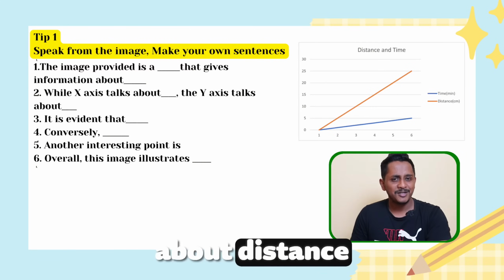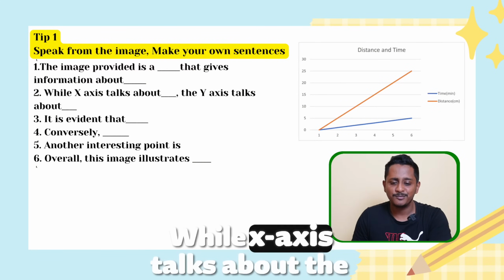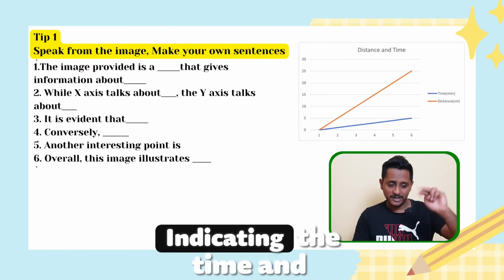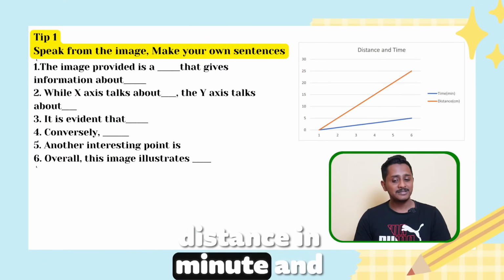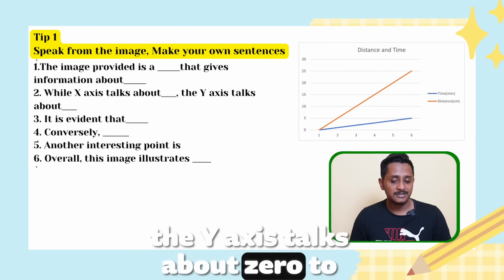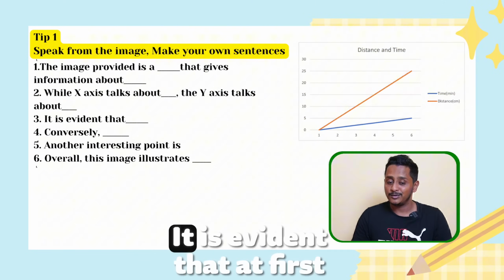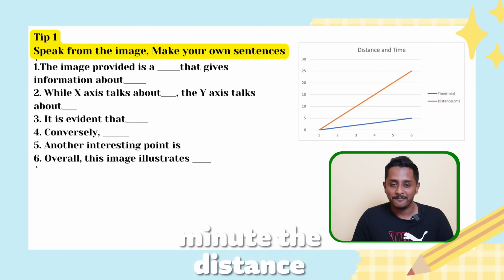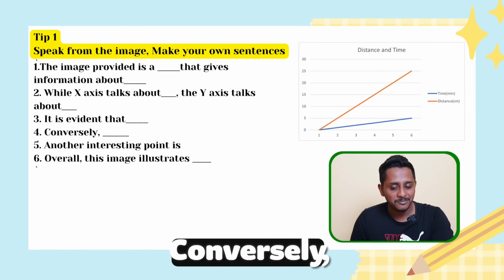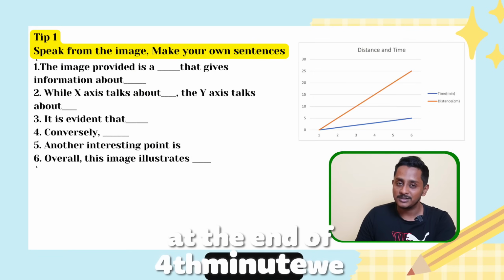Let's start. The image provided is a line graph that gives information about distance and time with respect to their correlation. While the x-axis talks about the numerics indicating the time and distance in minute and centimeter, the y-axis talks about 0 to 30 in multiples of 5. It is evident that at 1st minute, the distance covered is almost 0.